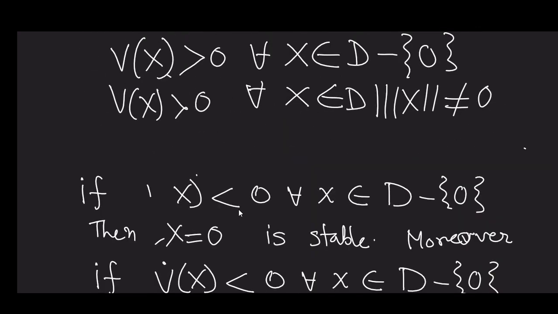If v dot x is less than or equal to 0 for all x belonging to D, no need to mention D minus 0 itself, because we know that it's going to be 0 there, so then our x0 is stable. I forgot to mention this line. Now we are all set.